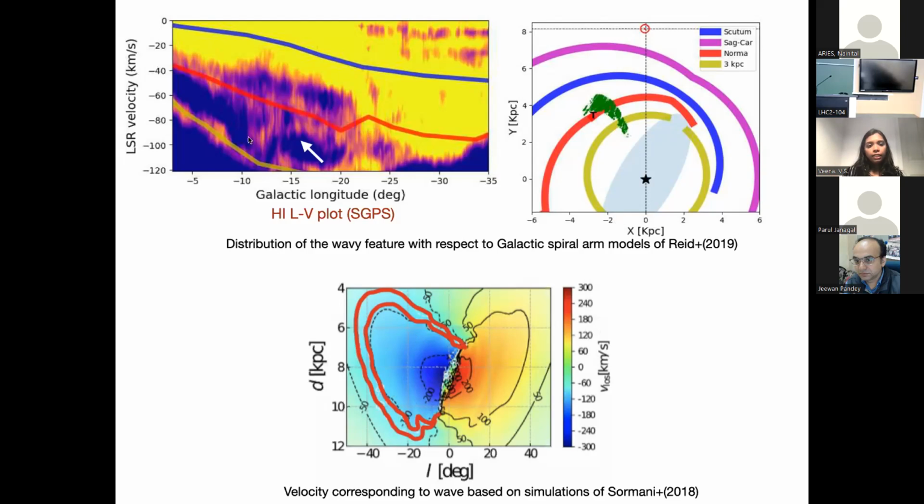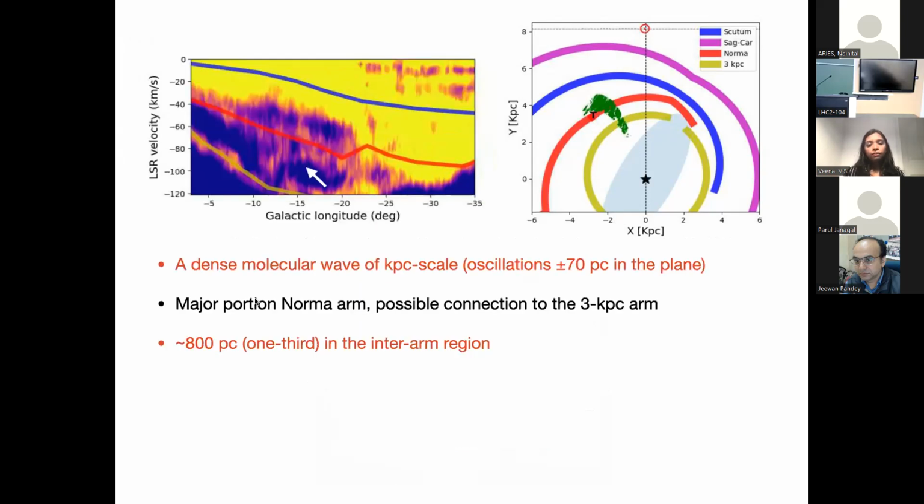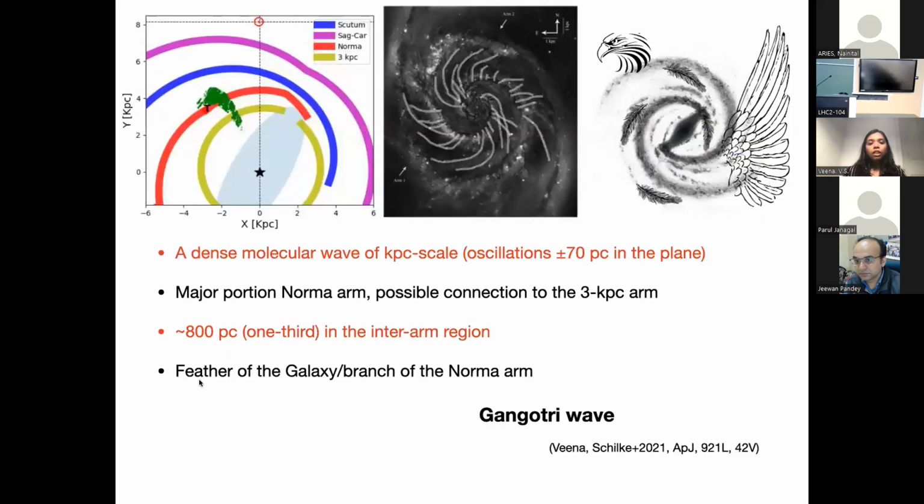Even in this inter-arm part itself, the length of the wave is almost 800 parsec. The typical width expected for the spiral arms is just 0.2 to 0.3 kiloparsec, which means that this definitely cannot be confined to one spiral arm. If we look at its relative orientation with the external galaxies, we see that it's more consistent with the feather-like features seen in the external galaxies.